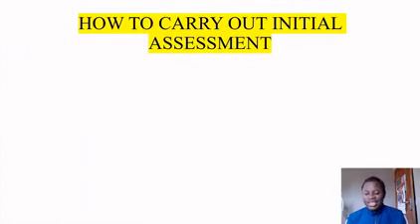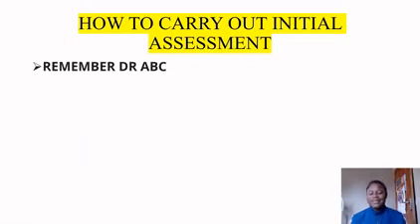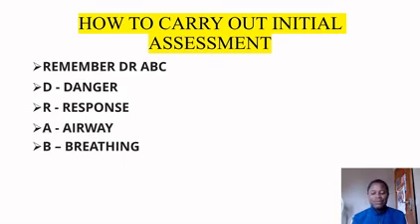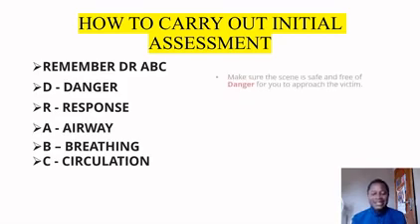How do you carry out an initial assessment? An initial assessment is that very quick assessment of the victim who suddenly loses consciousness or suddenly slumps. An easy way to remember what to do is this acronym, DRABC, where D stands for danger, R stands for response, A stands for airway, B stands for breathing, and C stands for circulation. Again, remember, DRABC.